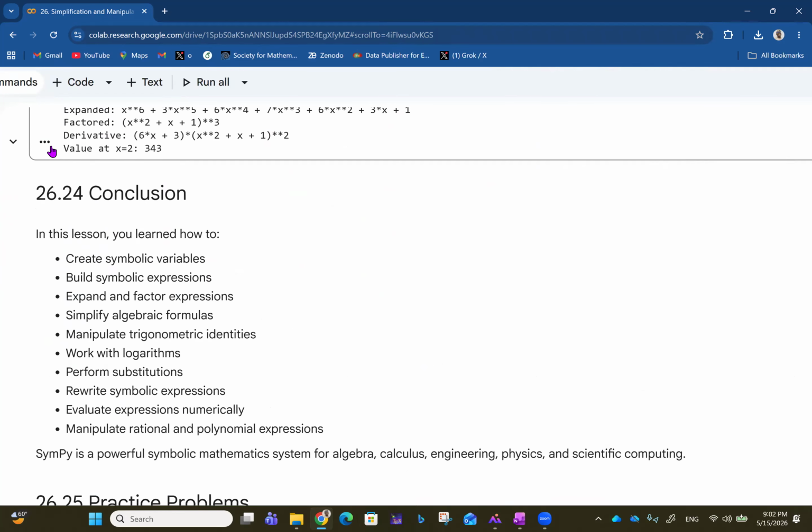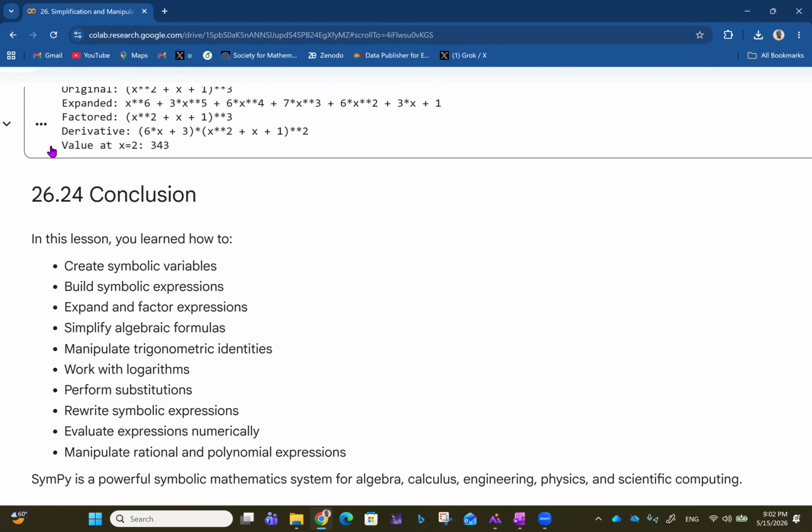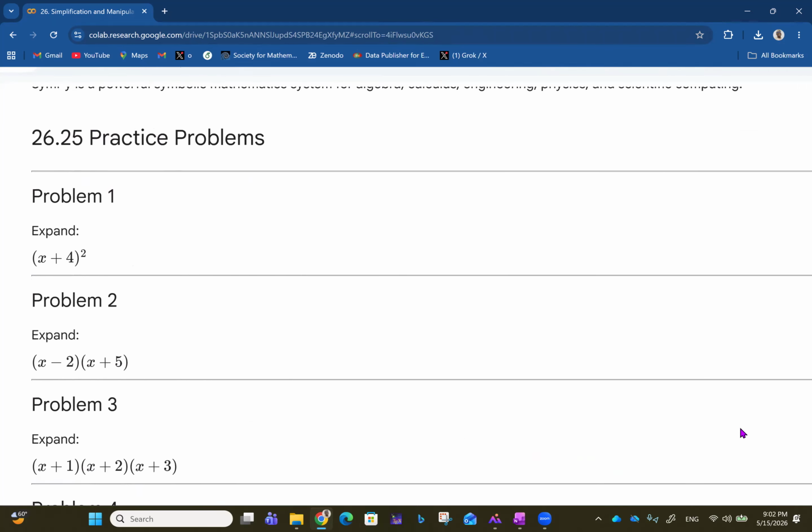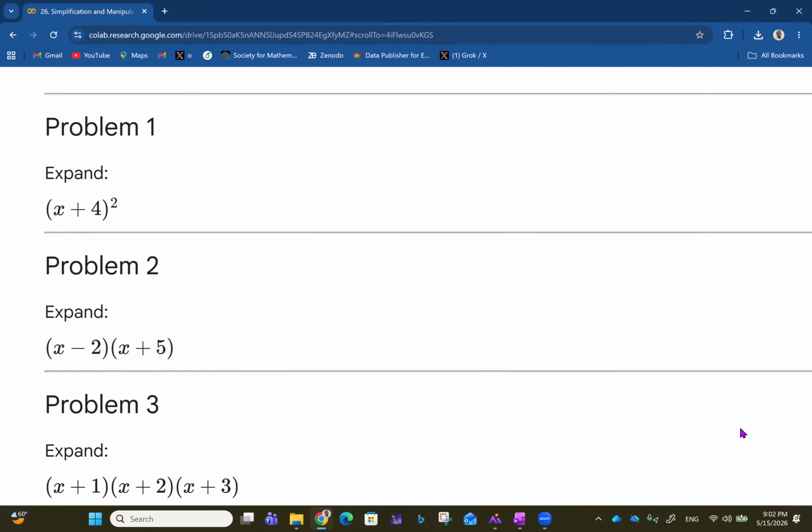So in conclusion, in this lesson, you learned how to create symbolic variables, build symbolic expressions, expand and factor expressions, simplify algebraic formulas, manipulate trigonometric identities, work with logarithms, perform substitutions, rewrite symbolic expressions, evaluate expressions numerically, and manipulate rational and polynomial expressions. Then SymPy is a powerful symbolic mathematics system for algebra, calculus, engineering, physics, and scientific computing, like that. So we have some problems here for you to deal with.